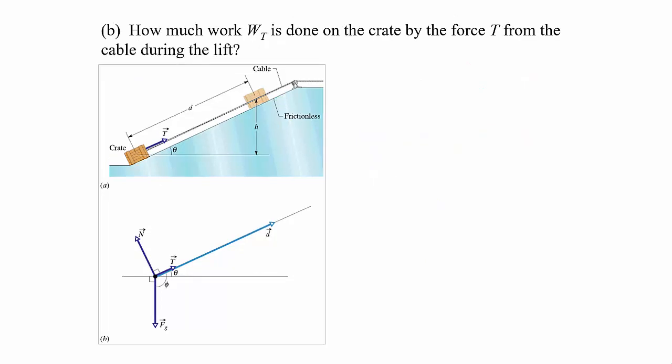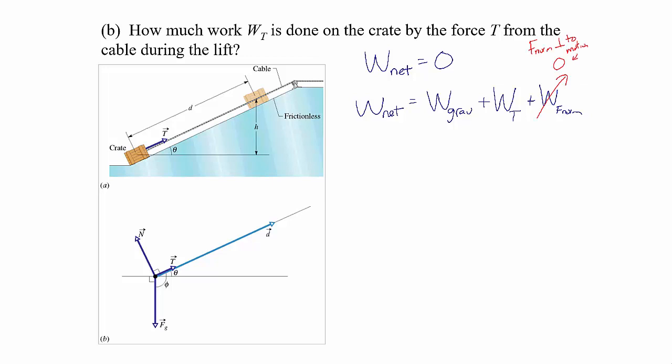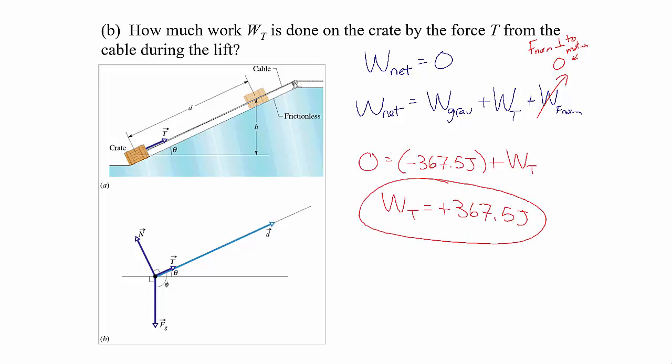Now looking at the work done by the tension in the rope, we know that the net work done is 0, so the work done by gravity plus the work done by the tension in the rope plus the work done by the normal force would have to add up to equal 0. In this problem, because it's sliding along the ramp, the work done by the normal force is going to be 0. The normal force is perpendicular to the motion. And so the work done by gravity and the work done by the tension are going to be opposites of each other. We just calculated the work done by gravity. The work done by gravity was negative 367.5 joules.